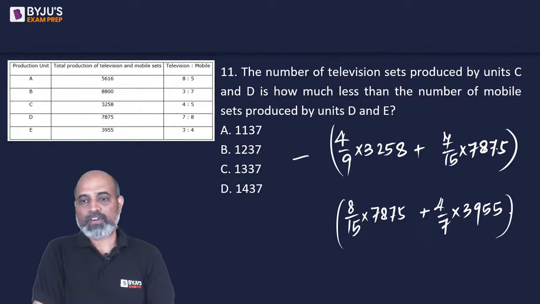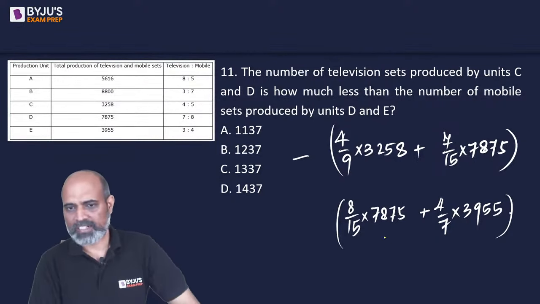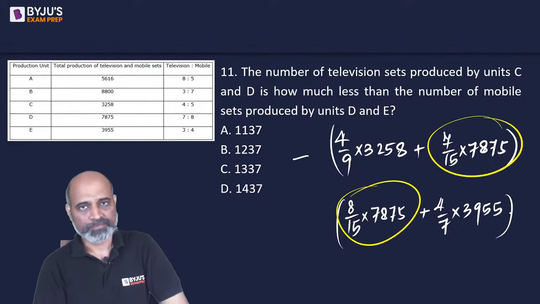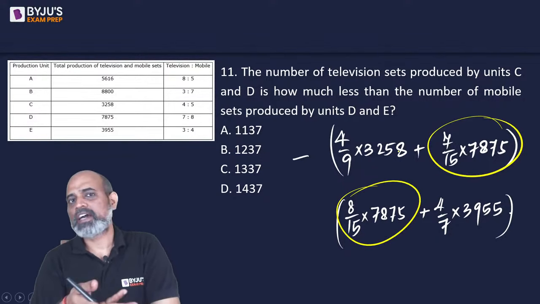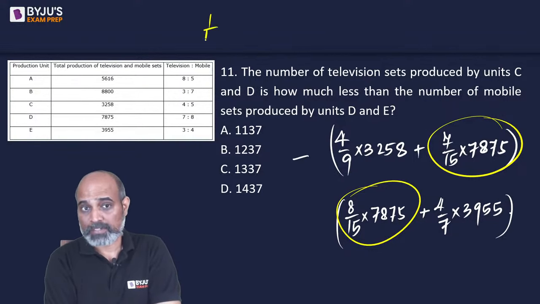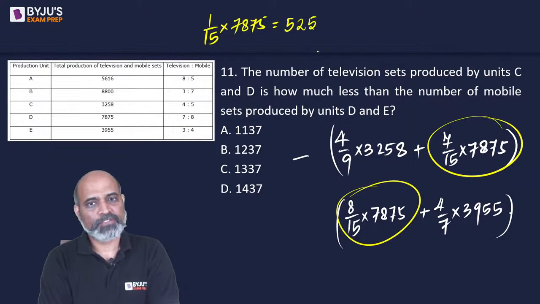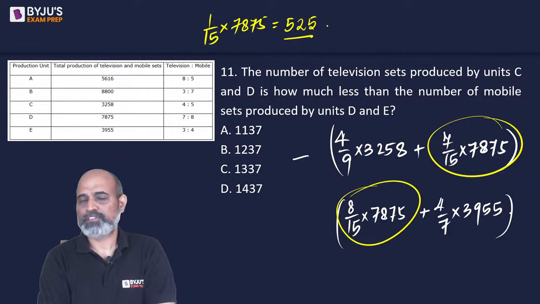So if I pay a little attention, what I will realize is we can make this calculation a little simpler because these two are the same. Same as in we have the same denominator and same base. So if I only subtract these two, it will itself give me 1/15 of 7875, which I believe is going to be 525. So that is done.